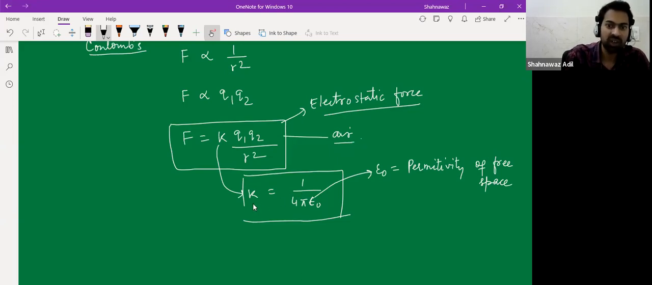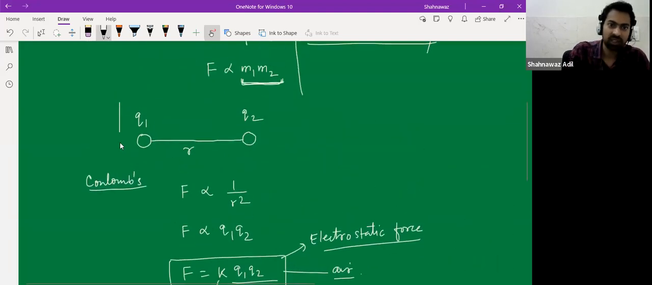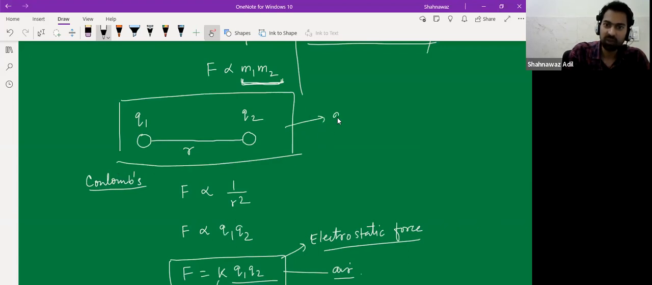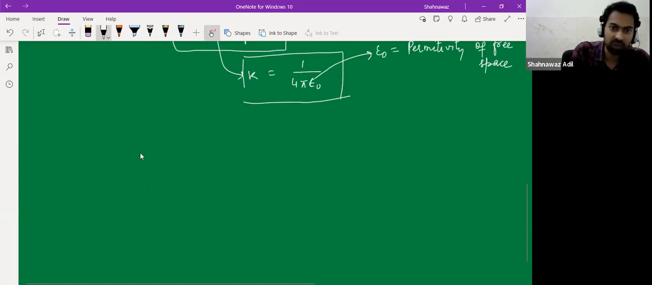The whole system is in the air, right? But whenever you place this system in some medium, the force will decrease. Okay. So whenever you place these q1, q2 charges in some medium, let's say this is in some medium.